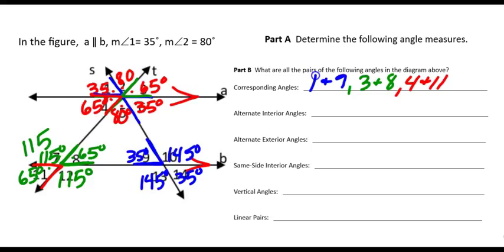I'm going to do this in red as well. So 6 is here and 14 is right here. Those are corresponding angles. Okay, then we've got alternate interior angles.